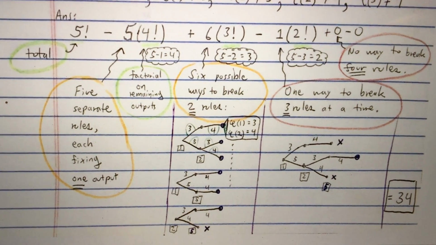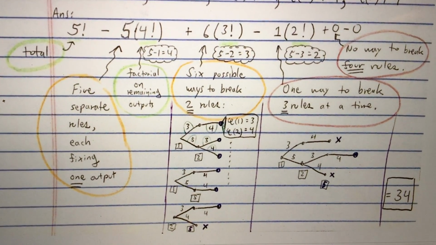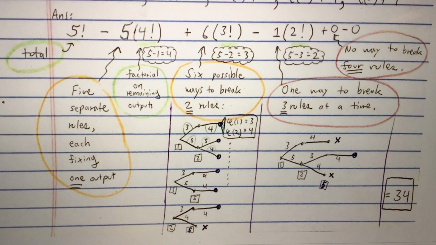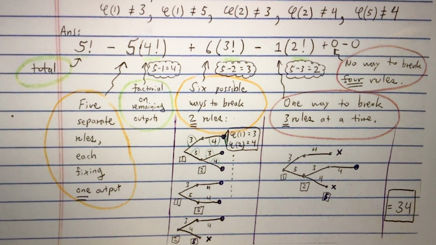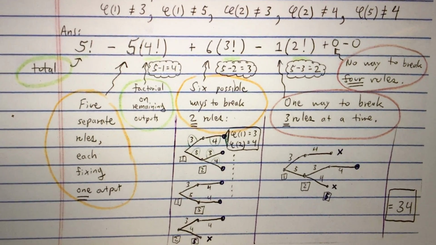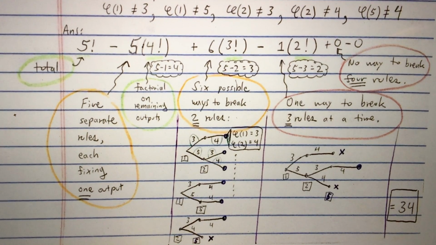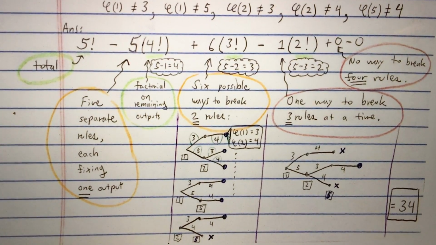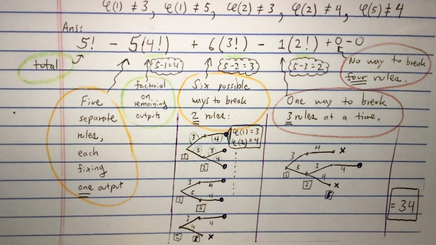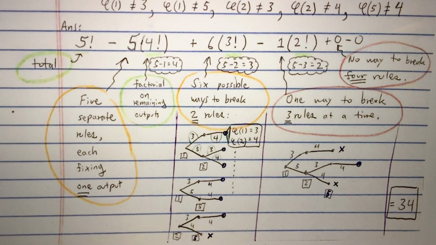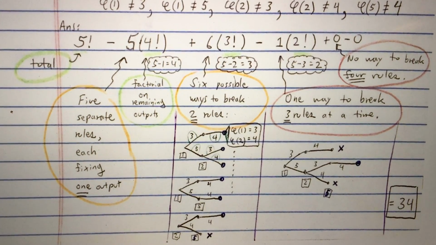And then there is no way to break 4 rules. In this case, that comes from the fact that there's only 3 inputs mentioned in the 5 rules. Look at them again. So there's no way to break 4 rules without not being a function. Same for 5 rules. And that's the total. It ends up pretty easy to calculate. It comes out to 34.